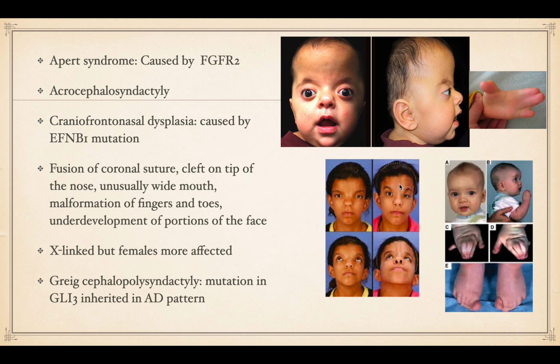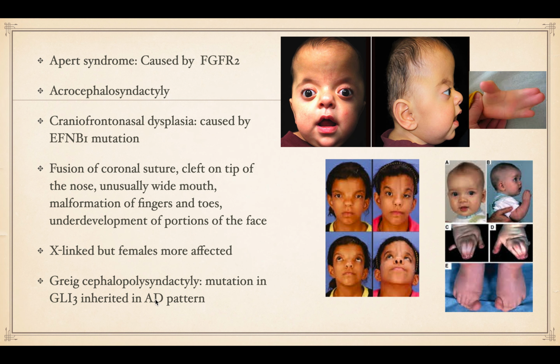Sometimes it's not very visible, but in this particular patient it is on the forehead, but it's more visible on the tip of the nose. The mouth is going to be unusually wide. The eyes are going to be spaced very far apart, and the fingers and toes are generally going to be malformed. This is X-linked, but curiously enough, the females are going to be more affected.